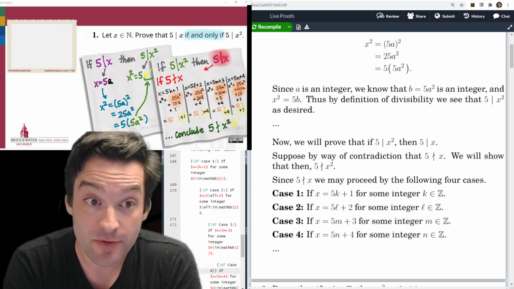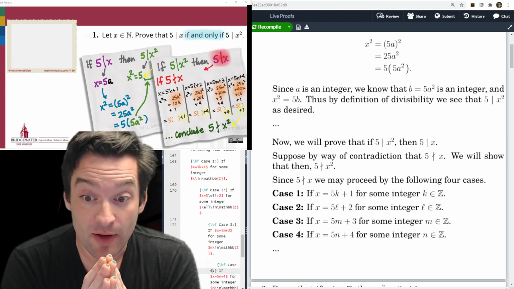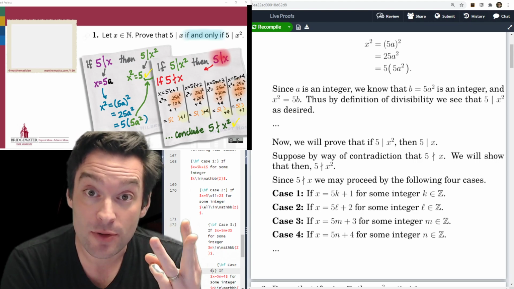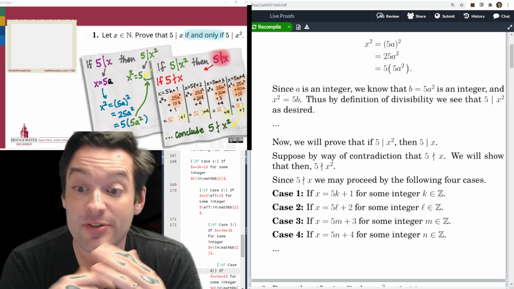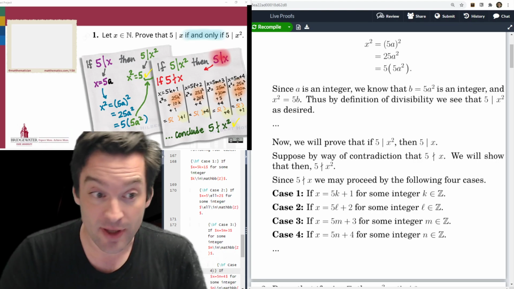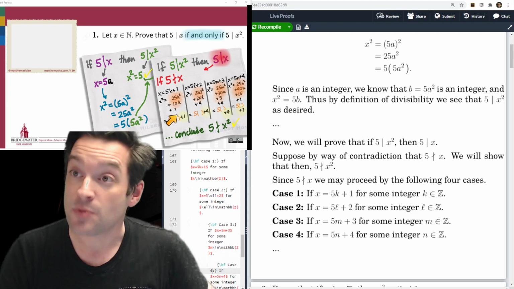So you've set up the 4 different cases, and these 4 cases are exhaustive. We know that if x is not a multiple of 5, it's going to have a remainder of 1, 2, 3, or 4 when it's divided by 5, necessarily. That's the Euclidean algorithm at work. So now we know what these 4 cases are. We just need to now step the reader through the logic that happens in each one of these cases.